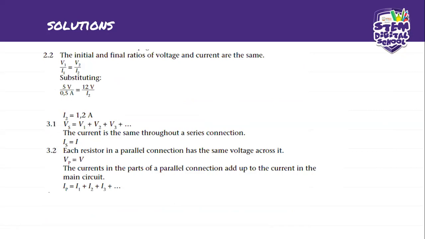Okay, so here we have it. The ratios of voltage to current, initial and final, are the same, right? So V1 over I1 is equal to V2 over I2. Now we're substituting. On the one side, we have 5 volts and 0.5 amps. On the other side, we've got 12 volts, but we do not know the current. So that will be easy to find, right? You're just going to cross multiply, and your answer is going to be 1.2 amps.